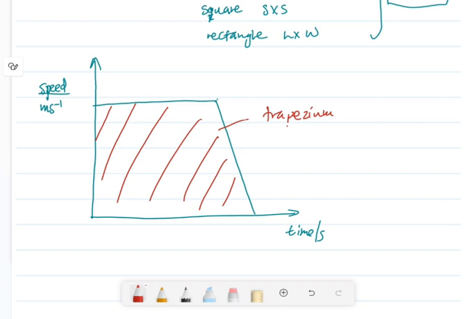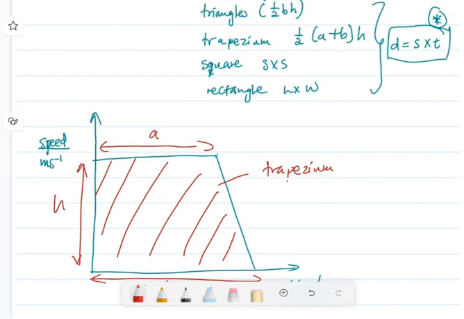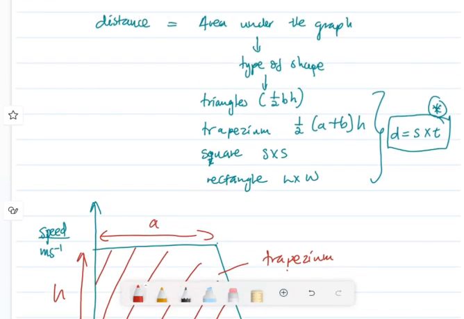Trapezium. So remember, we need the parallel sides. So this is going to give us the A part, and this one will give you the B part, and of course this part is going to give you the H value. So we have different situations. Most of the time you just have to make sure that you calculate the area under the graph, and please don't make mistakes.